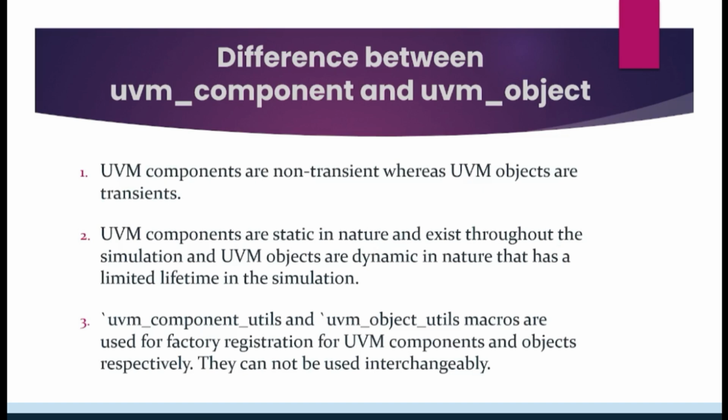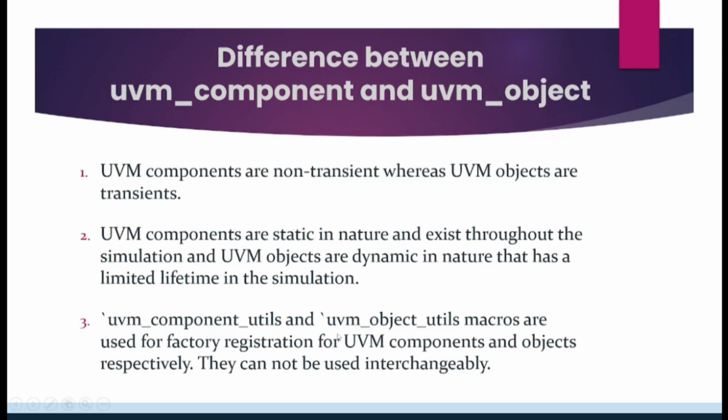And then coming to, as we already discussed before, both UVM components and UVM objects need to be registered in the UVM factory, right? So how are we going to register it? In the UVM factory we have macros like `uvm_component_utils and `uvm_object_utils. Whatever comes under the UVM component category should be registered with the `uvm_component_utils macro. Whatever comes under UVM object should be registered with the `uvm_object_utils macro. They shouldn't be mismatched.